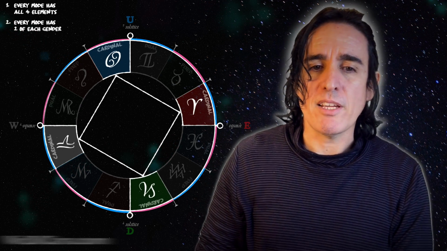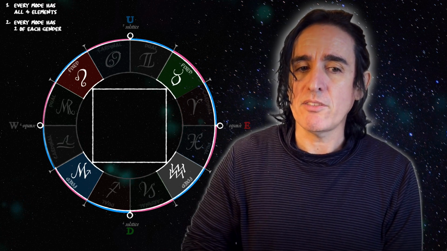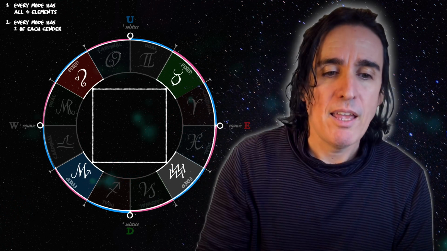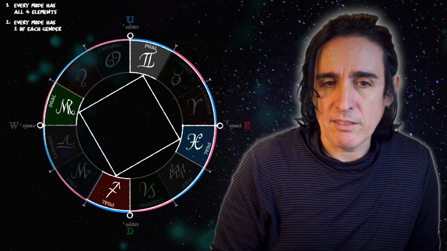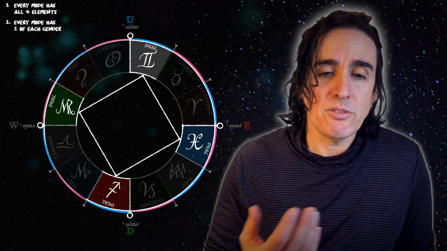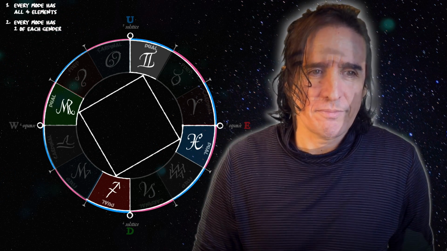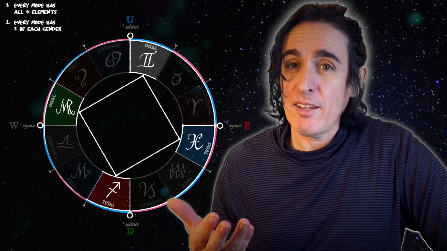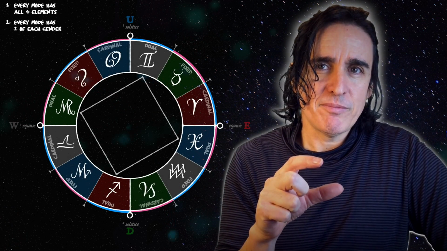So again, if you look at the fixed signs, there's 2 male signs, that's Leo and Aquarius, and there's 2 female signs, Taurus and Scorpio. If you look at the dual signs, there's 2 male signs, Gemini and Sagittarius, and there's 2 female signs, Pisces and Virgo. Yet another beautiful thing about the patterns that we have here is that every element has all 3 modes.